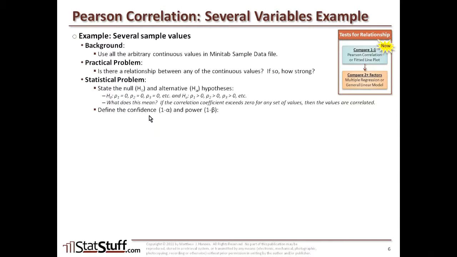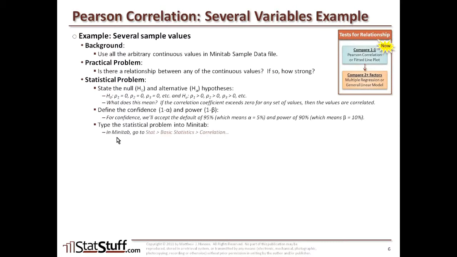So we're going to also define the confidence and power levels. For the confidence level, we'll use the default of about 95%, which means alpha is 5%, and the default power level of 90%, which again means the beta value is 10%. And we're going to type the statistical problem in Minitab, where we're going to go to Stat, Basic Statistics, and Correlation. And in the Variables box, let's select all the continuous values, which are metric A, B, C, D, and E from the list of columns that are available.